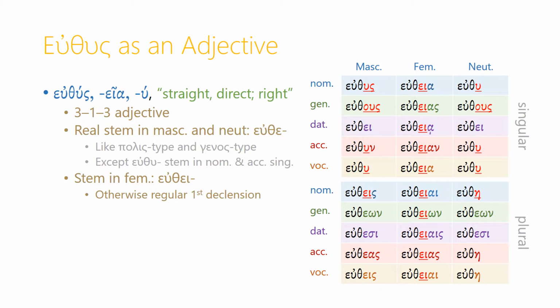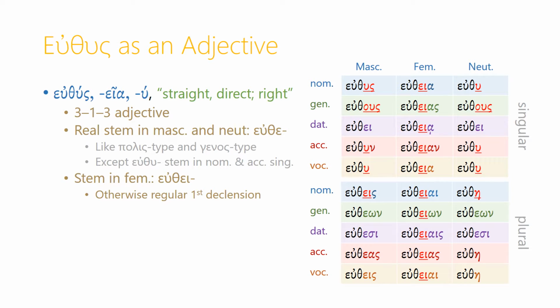Now, I mentioned a moment ago that euthus can also be used as an adjective. In fact, it really is an adjective. And as an adjective, it's a little bit unusual in that it uses the third declension endings for the masculine and neuter forms, but the first declension ending for the feminine. So we can refer to this as a 3-1-3 adjective. Third declension, first declension, third declension. The real stem in the masculine and neuter is euthe, and it's declined like a polis type in the masculine, or a genos type in the neuter.